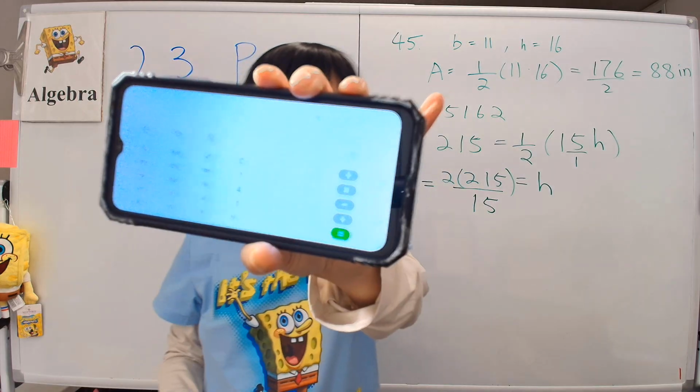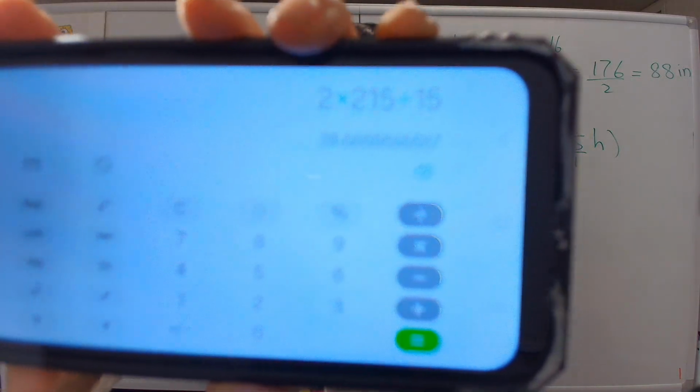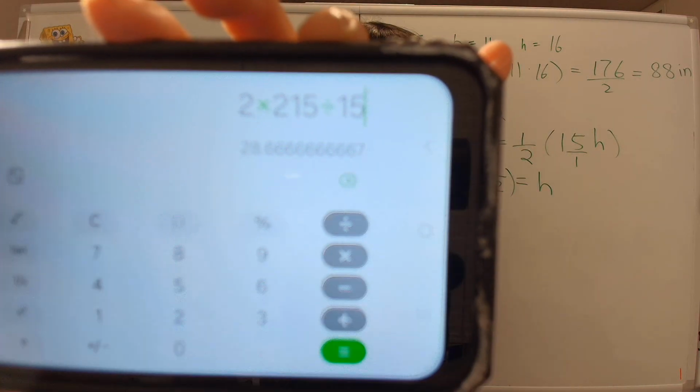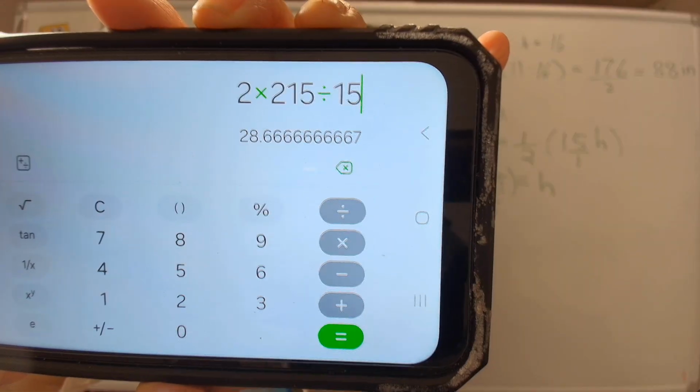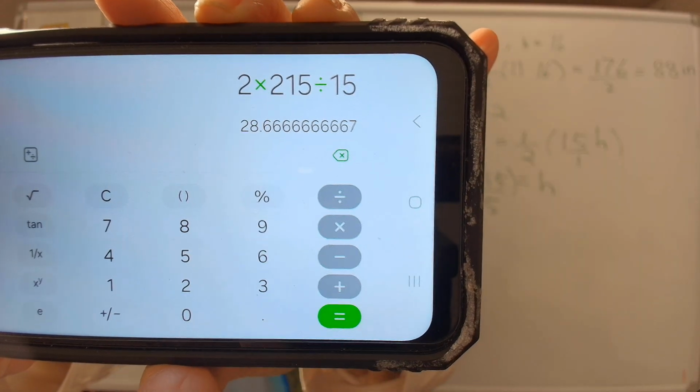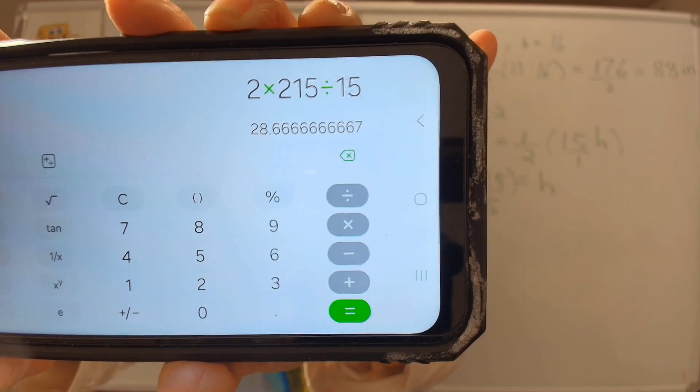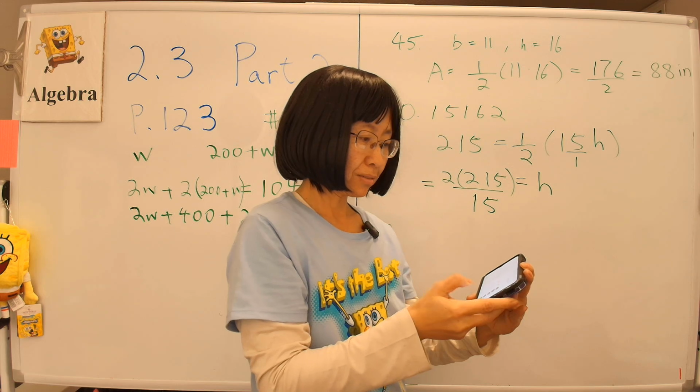Okay, so that's what I have. Can you see that? Is it focusing? There it is. Okay, so that's the answer I got.